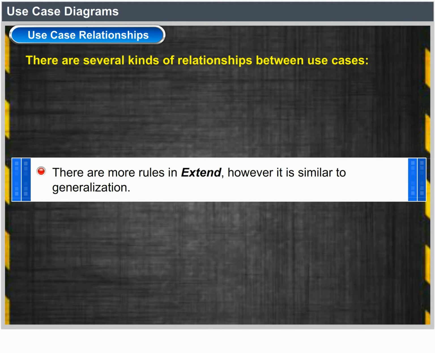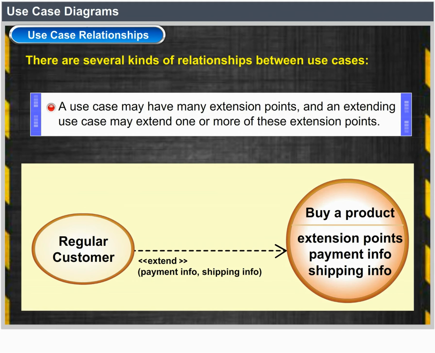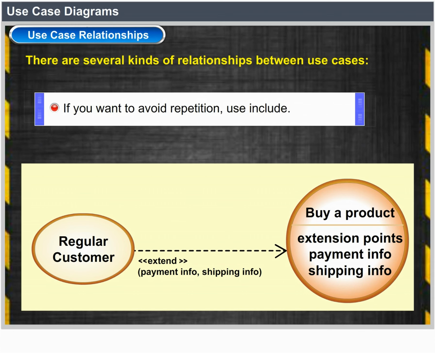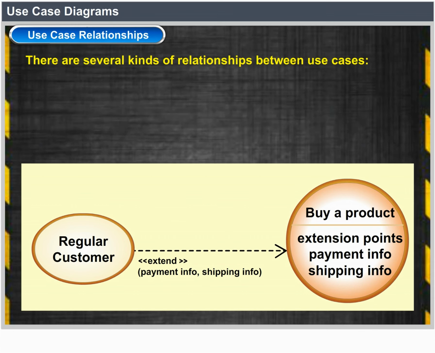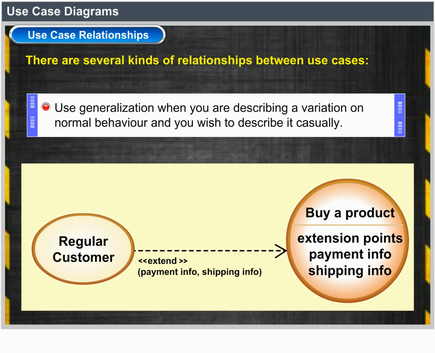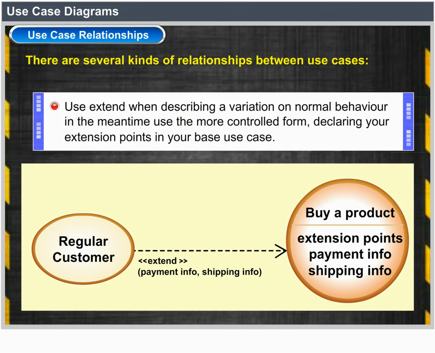There are more rules in extend, however, it is similar to generalization. A use case may have many extension points and an extending use case may extend one or more of these extension points. If you want to avoid repetition, use include. Use generalization when you are describing a variation on normal behavior and you wish to describe it casually. Use extend when describing a variation on normal behavior, using the more controlled form, declaring your extension points in your base use case.